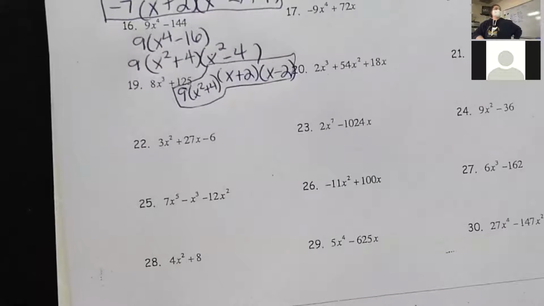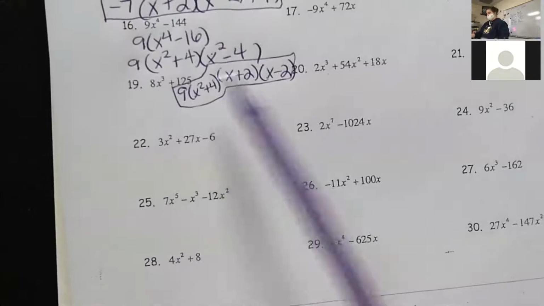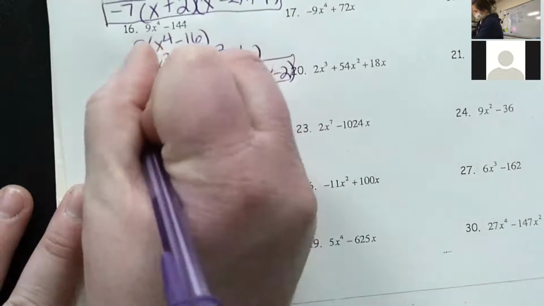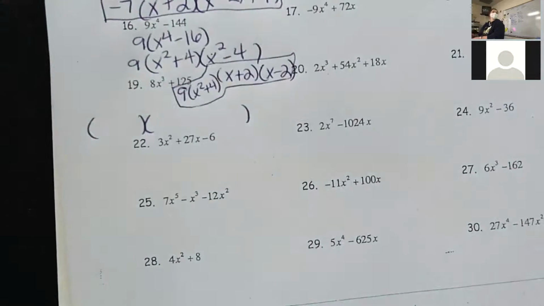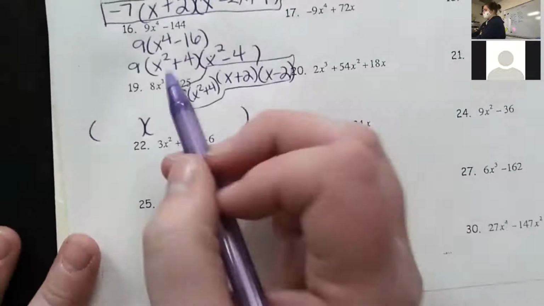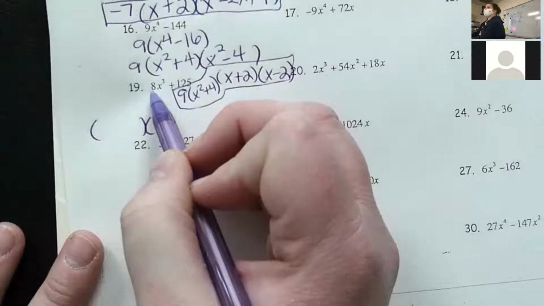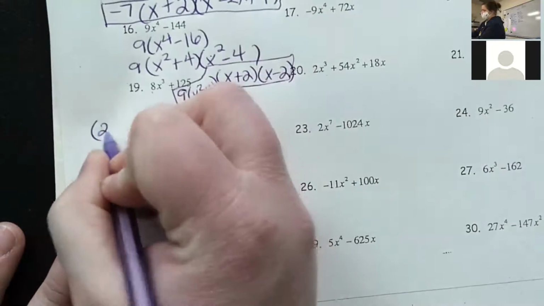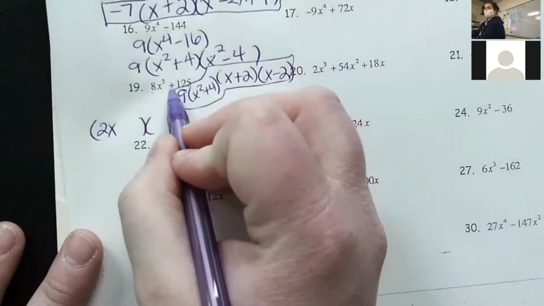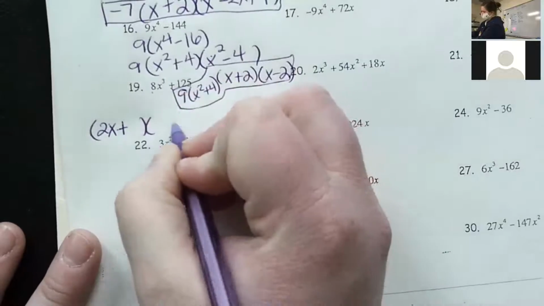All right, 19. Can I take anything out of 8 and 125? 4 doesn't come out of 125 nicely, does it? No. So step 2, are they cubes? Yeah, they're all cubes. Let's do that. Small parenthesis, big parenthesis. What times itself 3 times gets you to 8? 2. And an x. Good. Okay, it's a plus sign in the middle. So what are your signs? Plus, minus, plus.